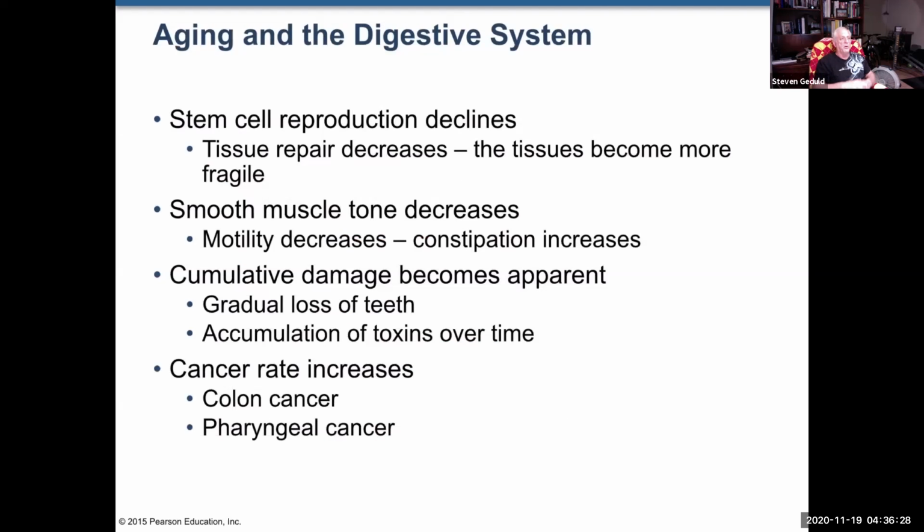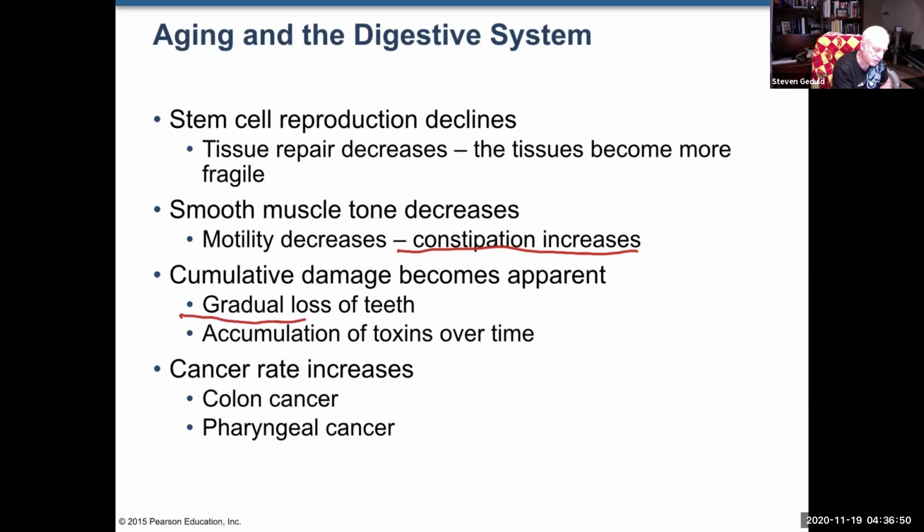All right, as you get older, stem cell reproduction declines. So tissue repair decreases. The tissue becomes more fragile. Your smooth muscle tone decreases. Motility decreases, so constipation increases. It doesn't pass through as easily. Cumulative damage becomes apparent. Gradual loss of teeth.